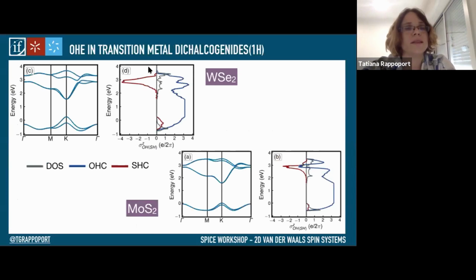Here, we can see this in a nicer way. I'm comparing two different materials with different spin orbit coupling. So, of course, this material has strong spin orbit coupling, and the spin Hall conductivity is more pronounced. But if we look at the orbital Hall plateau, it's more or less the same. It's very similar. So this is dominated just by the orbital textures that are very similar in the two different cases.